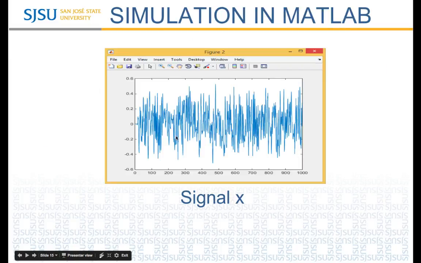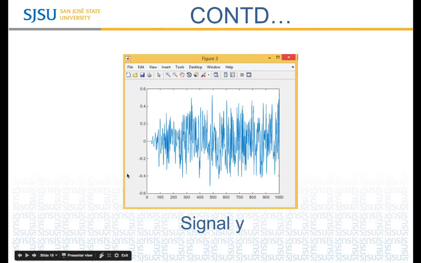Simulation in MATLAB that shows the signal x, where x is the input signal. Initially, it is 0, and hence after that the value of x changes. The value of signal y initially is 0, and slowly and gradually increases, and then as noise gets added to it, it kind of distorts from the signal x.